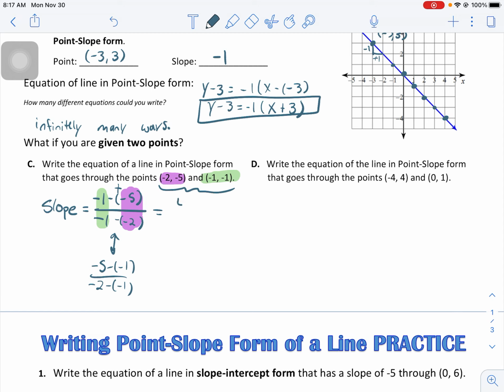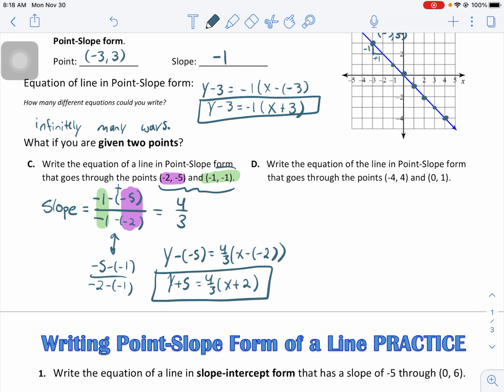So this is negative 1 plus 5 gives us 4. Negative 1 plus 2 gives us 3. So 4/3 is our slope. So then when we're writing this equation, we're going to go y minus negative 5 equals 4/3 times x minus negative 2. So that's y plus 5 is equal to 4/3 times x plus 2. And by all means, you could have used the other point, right? We could have used (-1, -1), but I just decided to use (-2, -5) instead.